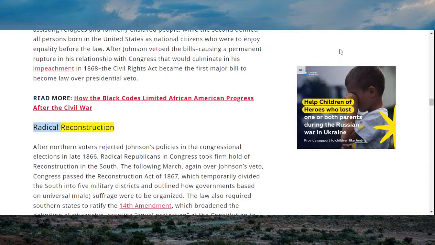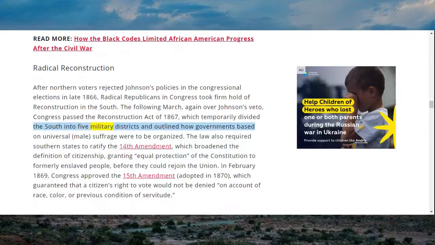Radical Reconstruction. After Northern voters rejected Johnson's policies in the congressional elections in late 1866, radical Republicans in Congress took firm hold of Reconstruction in the South. The following March, again over Johnson's veto, Congress passed the Reconstruction Act of 1867, which temporarily divided the South into 5 military districts and outlined how governments based on universal male suffrage were to be organized. The law also required Southern states to ratify the 14th Amendment, which broadened the definition of citizenship, granting equal protection of the Constitution to formerly enslaved people before they could rejoin the Union.